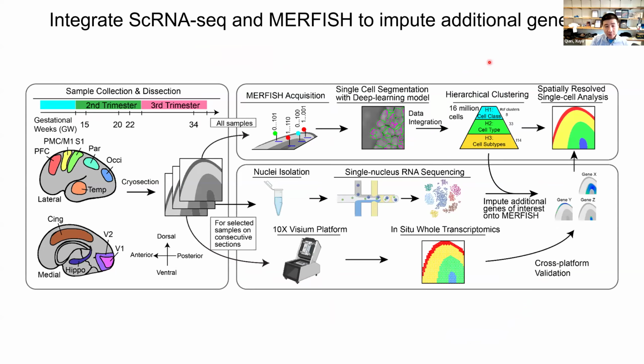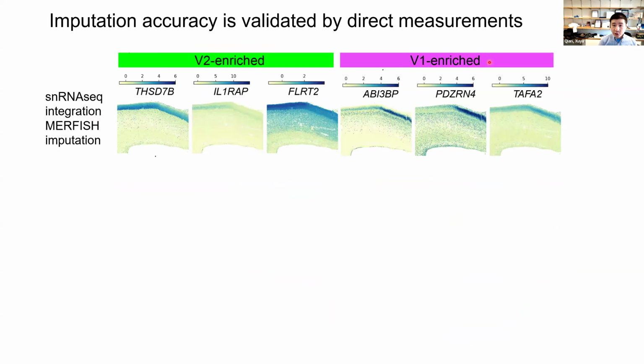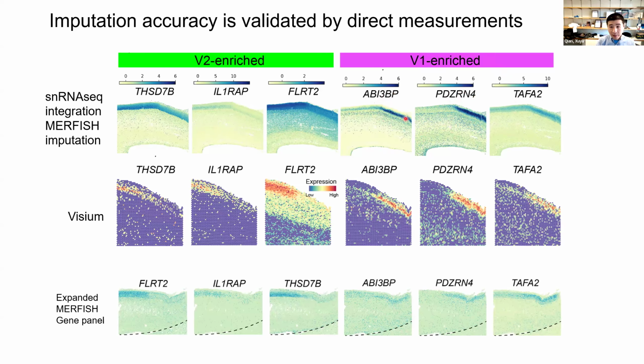integrating it with single nucleus RNA sequencing obtained from consecutive tissue sections that we use for MERFISH. In this way, we ensure that the two datasets have identical cell composition in terms of the cell types and the ratio between different cell types. So this allows us to very accurately impute genes that are outside our MERFISH gene panel onto the MERFISH data to visualize their spatial pattern. As shown here, we were able to identify additional genes that show a very dramatic V1, V2 difference, and we were able to validate this imputation result with direct analysis.